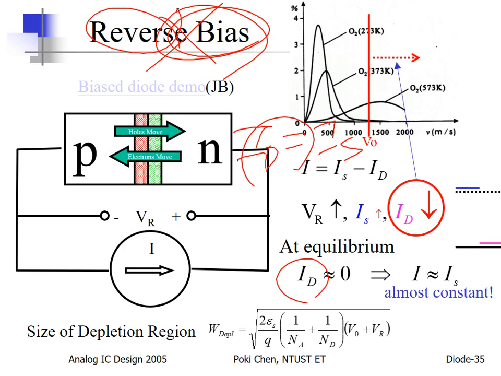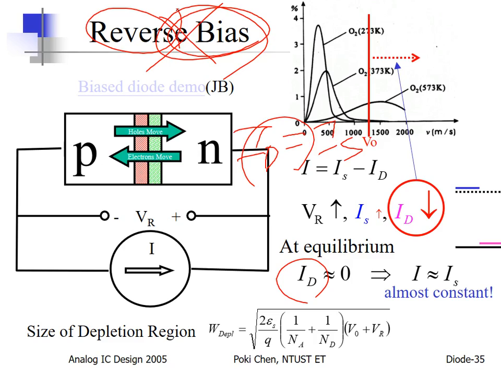I don't care whether forward or reverse bias. If you apply bias, the original balance will be broken. You need to establish a new one. From the beginning, the diffusion current and the drift current, ID and IS, are the same. But now, with reverse bias, the barrier becomes higher, which means the depletion region becomes wider. What is the impact? The drift current is proportional to the depletion region.